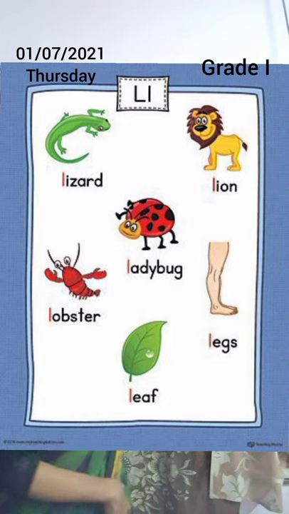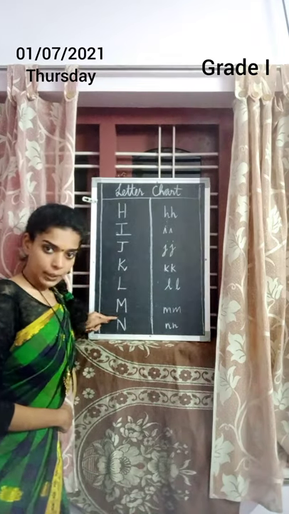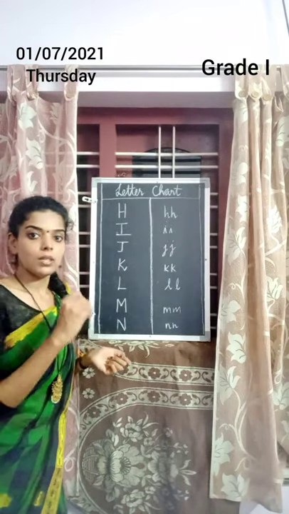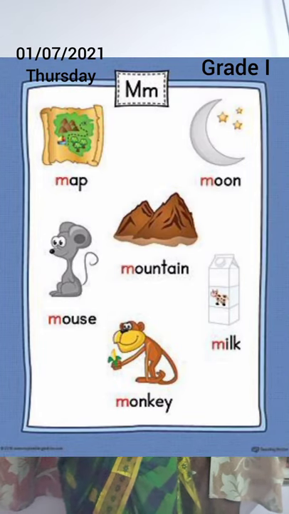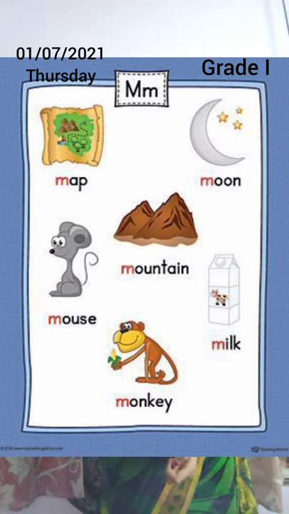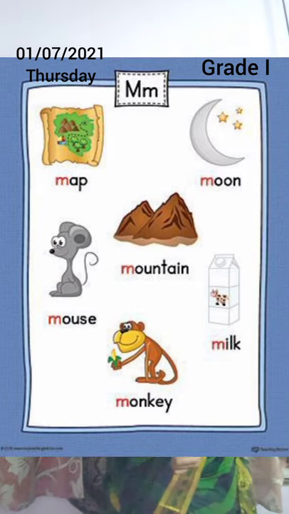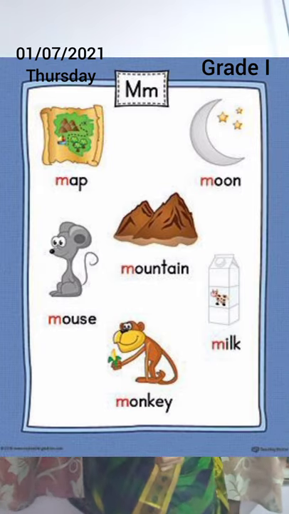So the next one is M. The sound of M is M. The example is map. M-A-P. Map. Moon. M-O-O-N. Moon. Mountain. M-O-U-N-T-A-I-N.